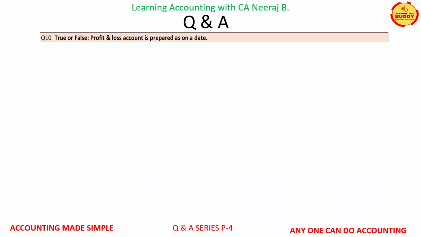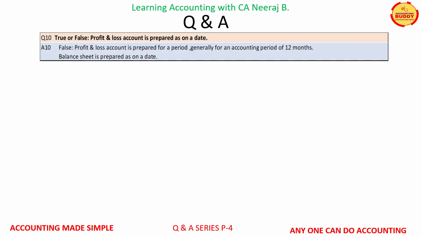Question number 10 is on your screen. True or false? Profit and loss account is prepared as on a date. This is a false statement. Profit and loss account is always prepared for a period, generally a period of 12 months, whereas balance sheet is prepared as on a date.